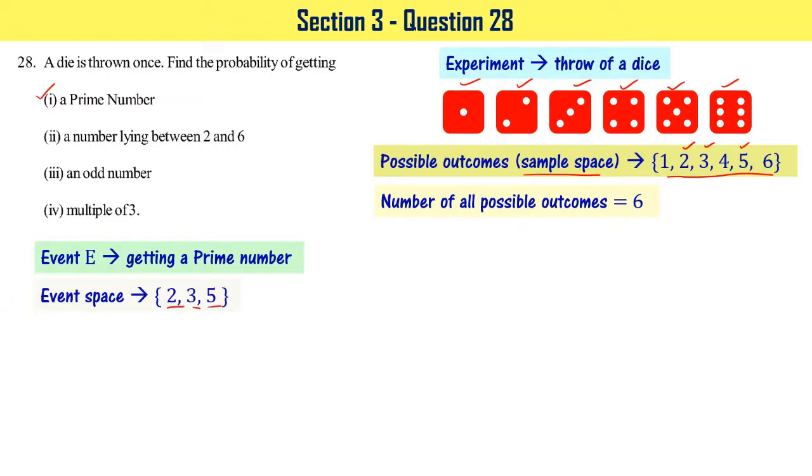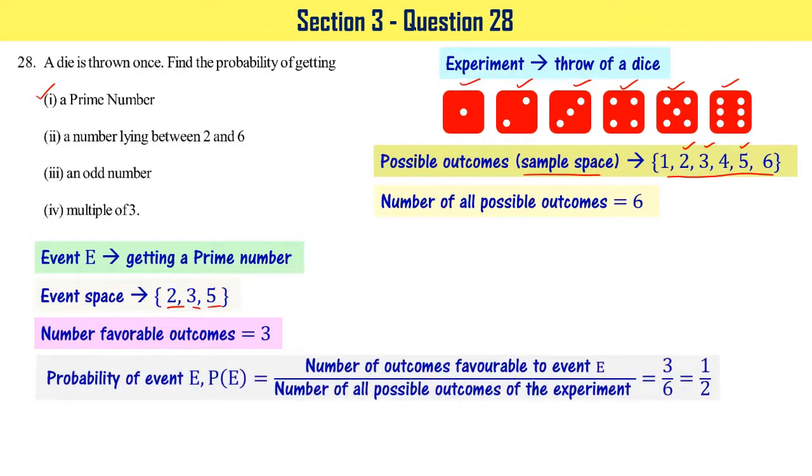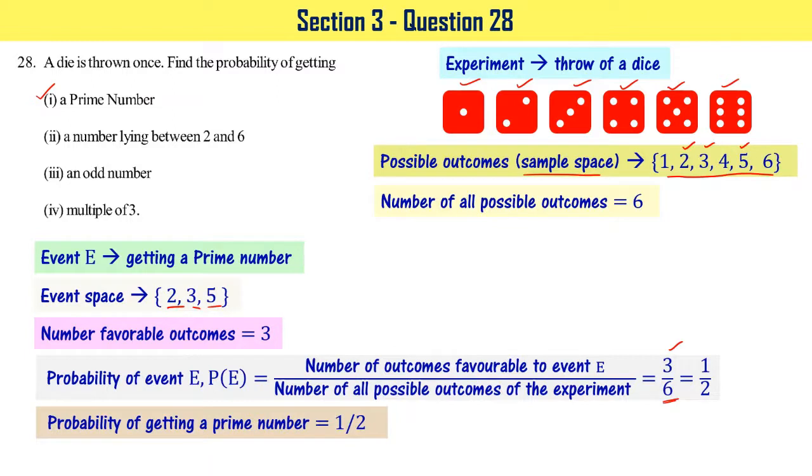The number of elements in this space is 3. That's why the number of favorable outcomes is 3. We know that the probability of event E is defined as the number of outcomes favorable to event E divided by the number of all possible outcomes of the experiment, right? So favorable outcomes is 3 divided by all possible outcomes, that is 6. So the answer is 1 by 2. So let me write that. Probability of getting a prime number is 1 by 2.